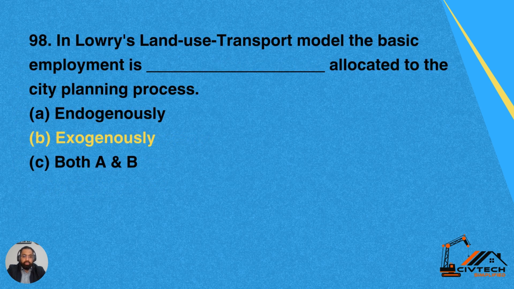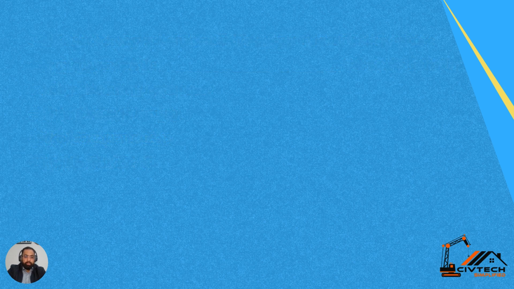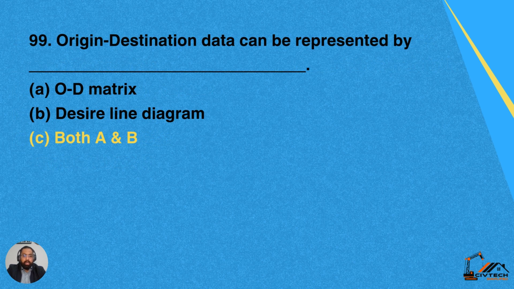Question 98. In Lowry's land use transport model, the basic employment is dash allocated to the city planning process. Option A, endogenous. Option B, exogenous. Option C, both A and B. In Lowry's land use transport model, the basic employment is exogenously allocated to the city planning process. B is the correct answer.